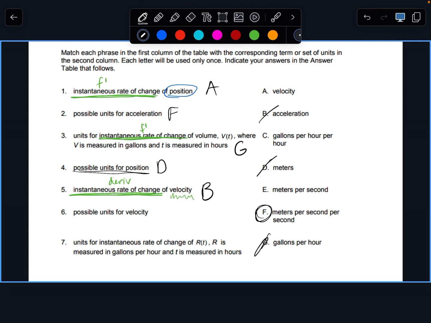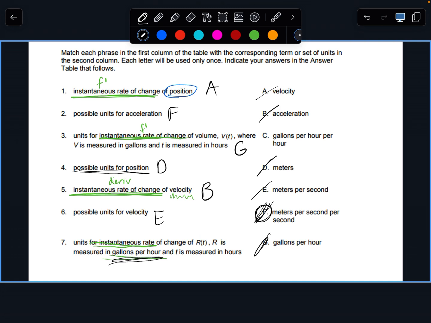Okay, possible units for velocity. Velocity you can think of as speed. So that one's going to be meters per second. And then, where did I circle F? That was weird. And then units for instantaneous rate of change, where we're talking about gallons per hour, and T is measured in hours. So we're taking a derivative of something that is in gallons per hour. Granted we don't have any other options, but it would be gallons per hour.